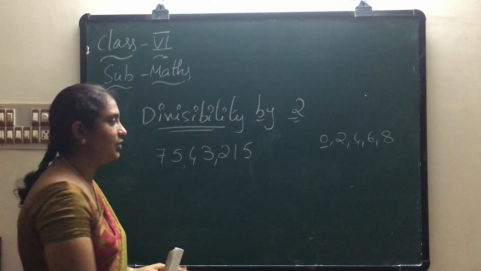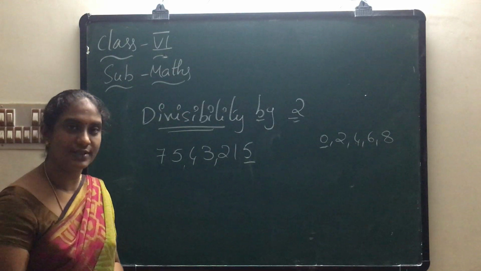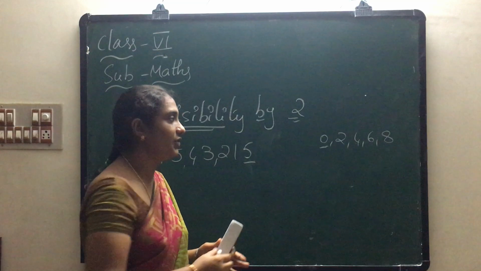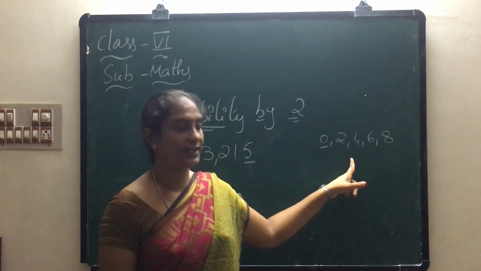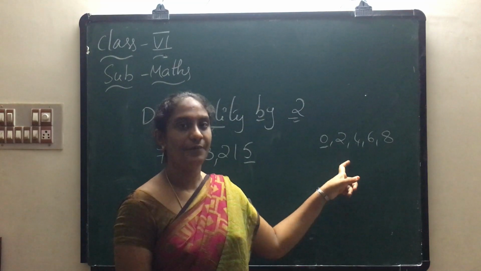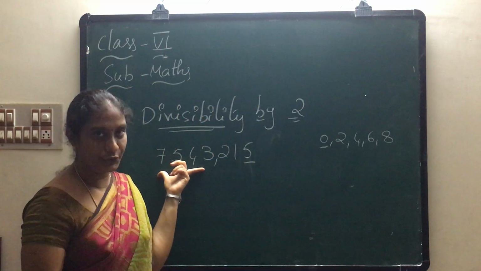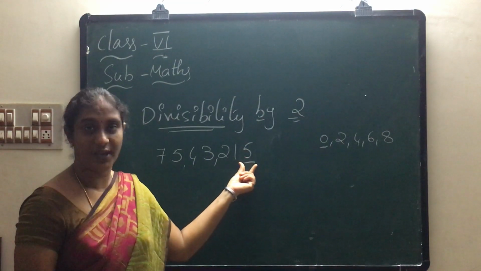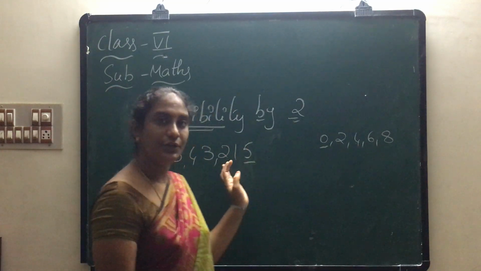See, in the units place, what is the number we got here? 5. Now check the number here. We got 5 here. We didn't get 0, 2, 4, 6 or 8. So the total number is also not divisible by 2. Okay children, you understand? Here in the units place we got 5. So the total number is not divisible by 2.